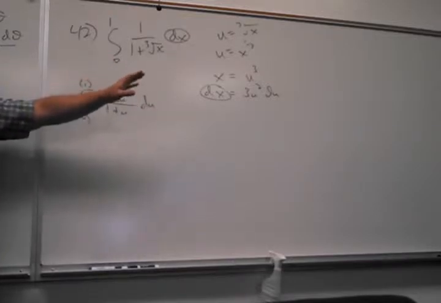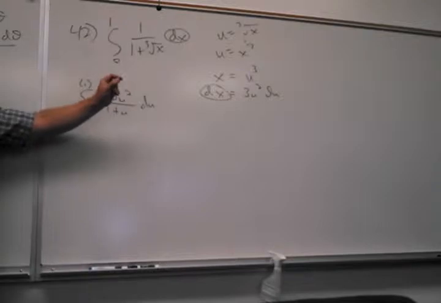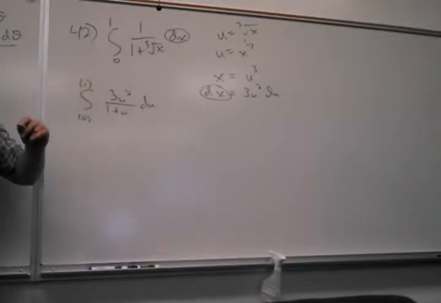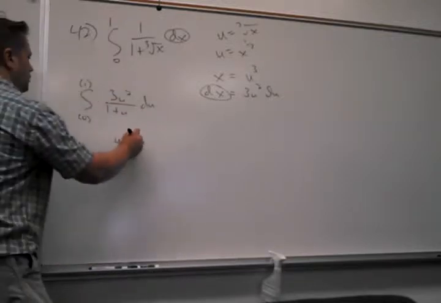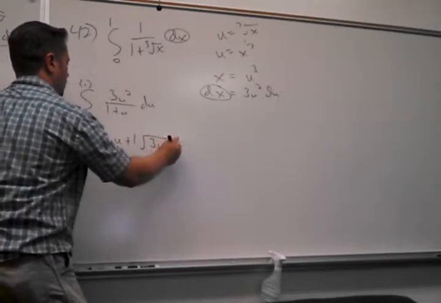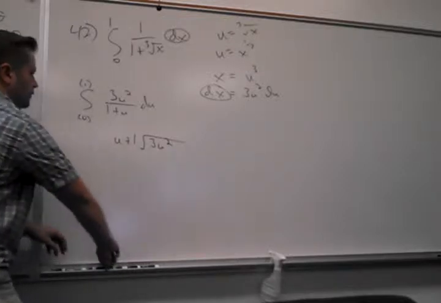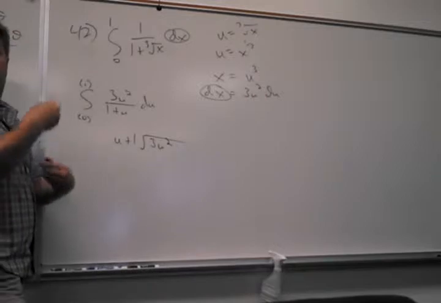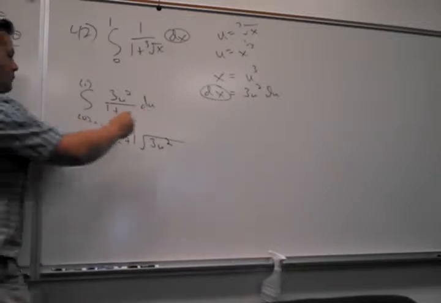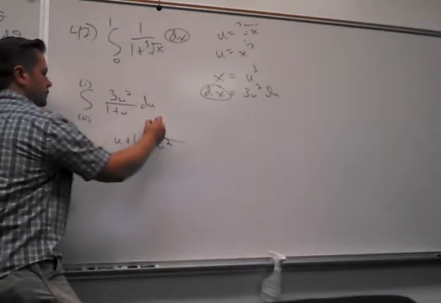No, no, no, no. Higher degree on the top, I long divide. So u plus 1 into 3u squared. Let's see what happens. Help me out here. I just taught my freak out students this morning. We got zeros in here, but we're not going to get zeros on top yet.